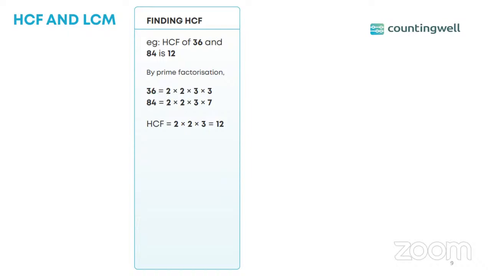Now for HCF, we see the common factor as 2. Then we have again 2 as a common factor. Then 3 as a common factor, and we take the product of these factors. In this way, the HCF of 36 and 84 is 12.